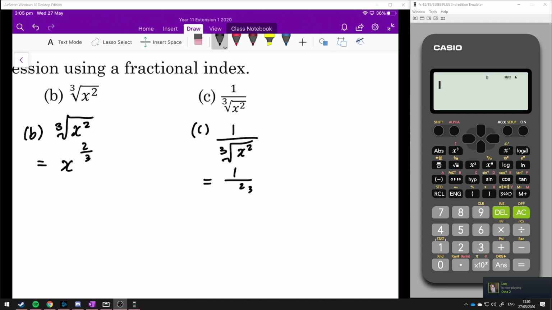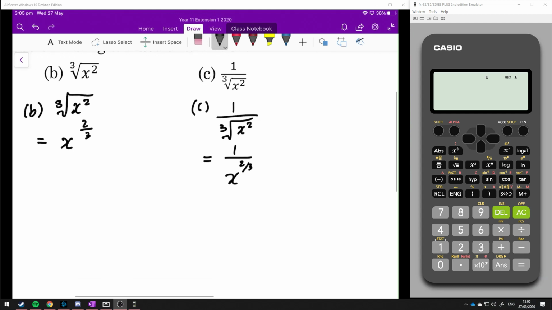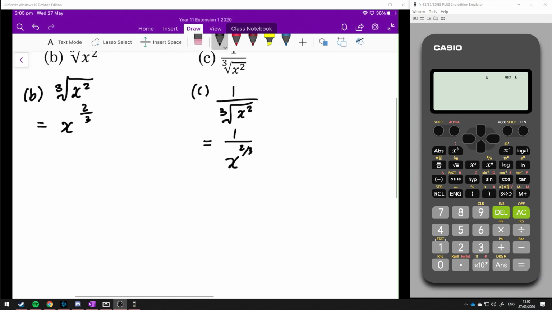And if there's something that you do know, you can just put it straight in. You don't have to do all the expansion again. But because it's on the bottom of the fraction, we need to put it on the top. So to put it on top, we change it to a negative, and it's going to go like that. So that's pretty much it for the fractional indices.